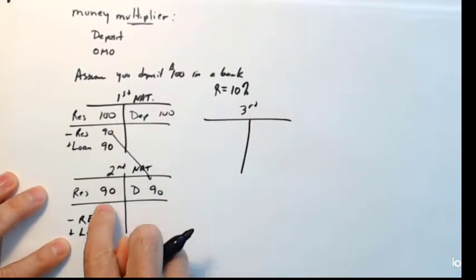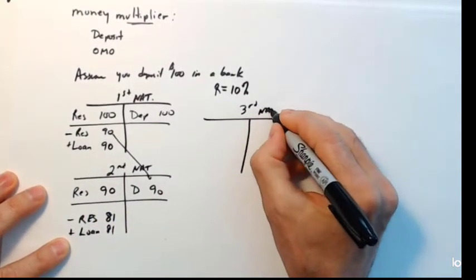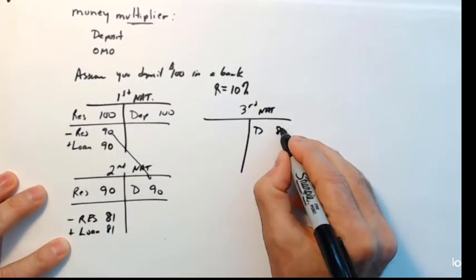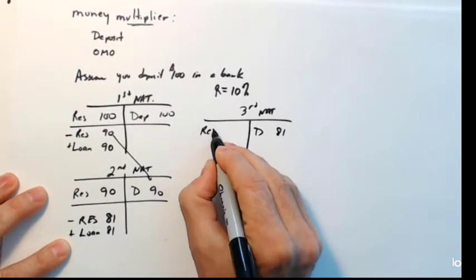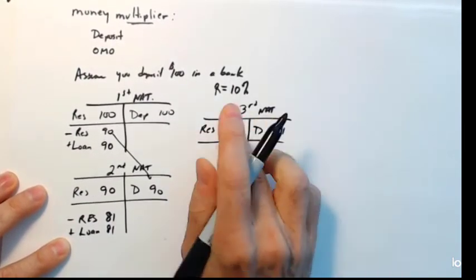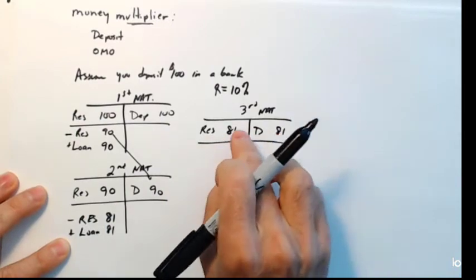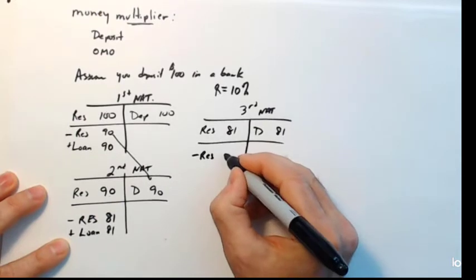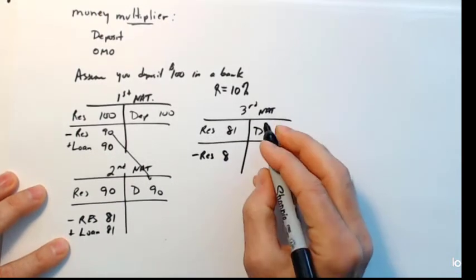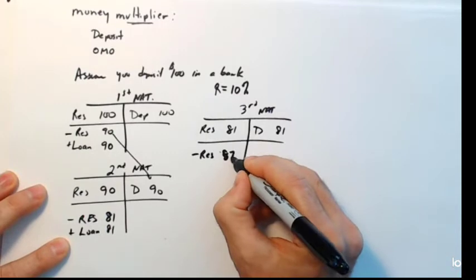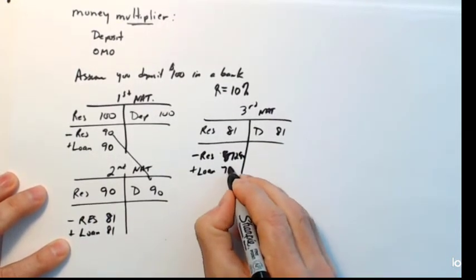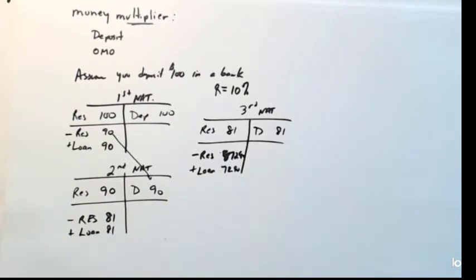And now we have a loan being made, and we're going to deposit it in a third bank. So whoever gets this loan will deposit it in the Third National Bank. And so their deposits will go up by 81, and their reserves will go up by 81. That balances. And now they have to hold $8.10. So to make some money, they're going to make a loan for $72.90. That's 90%. And so on.